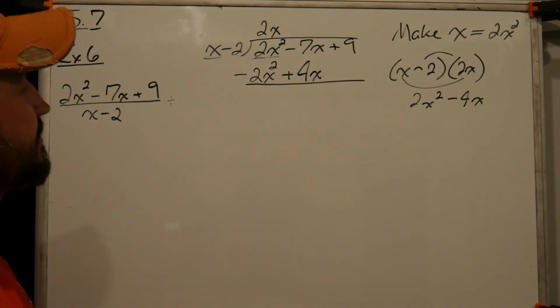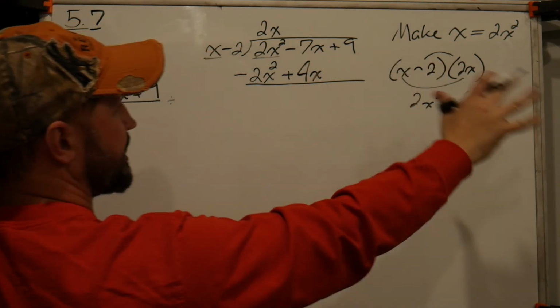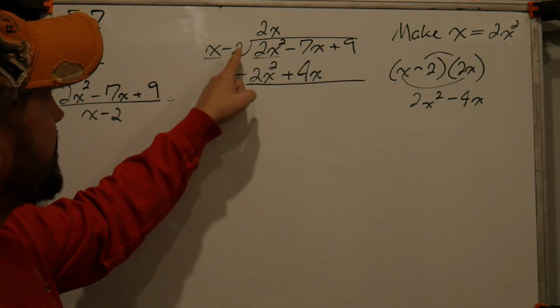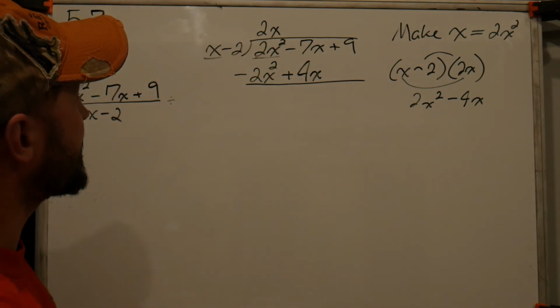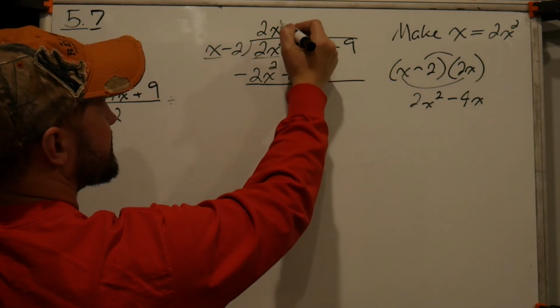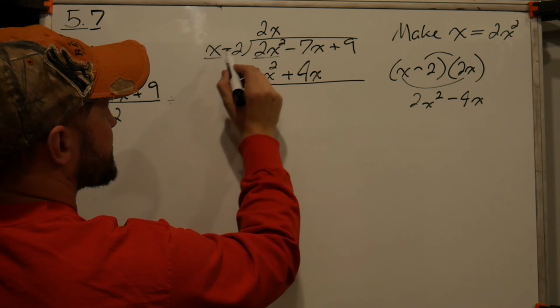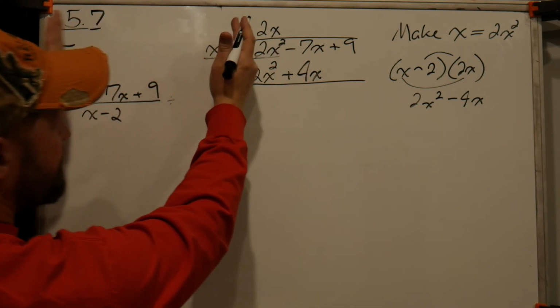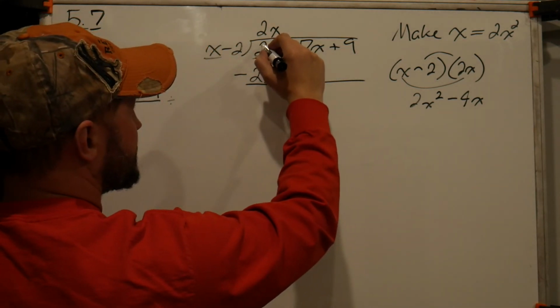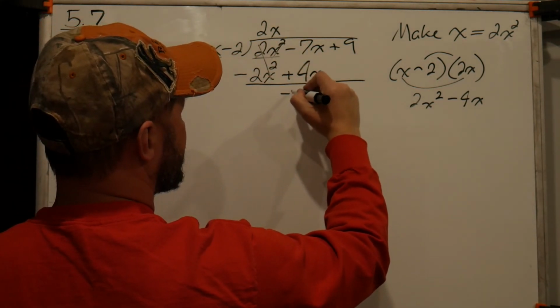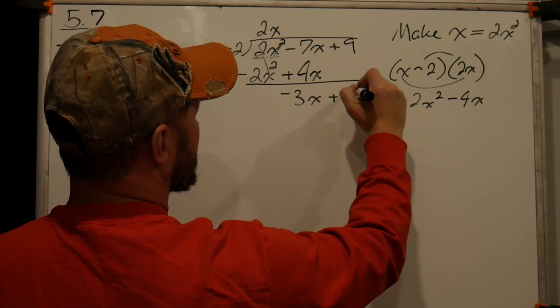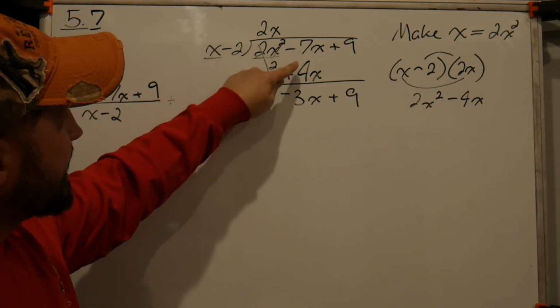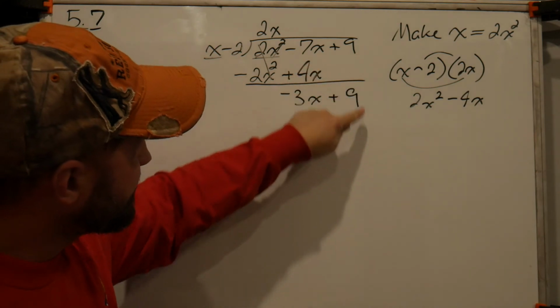That 9 is just along for the ride. There's a 0 here. I don't do anything there. So I had an x minus 2 times 2x. Remember, I got this 2x because I needed to make x equal 2x squared. Once I figure that out, I multiply through whatever they give me here. I multiply through. My 2x squared goes away. I have a difference of negative 3x, and I bring my 9 down.